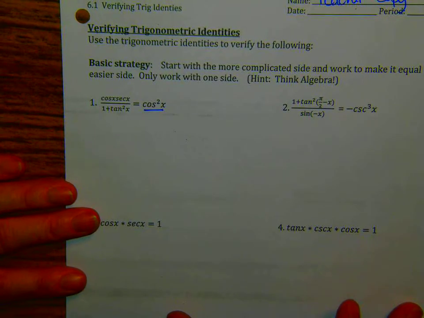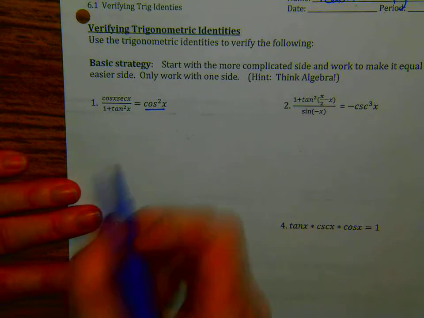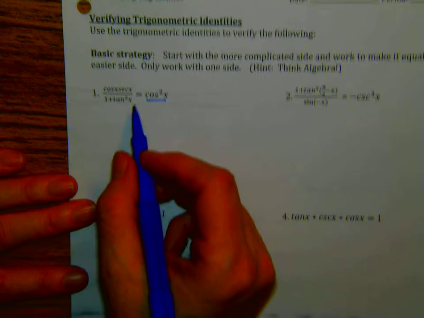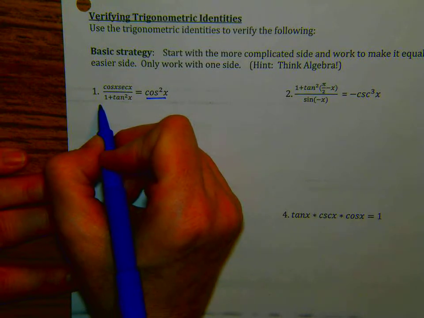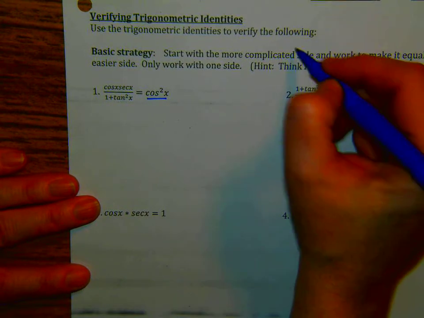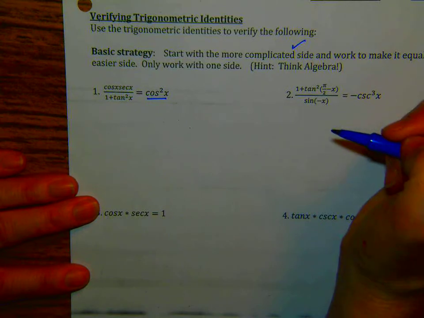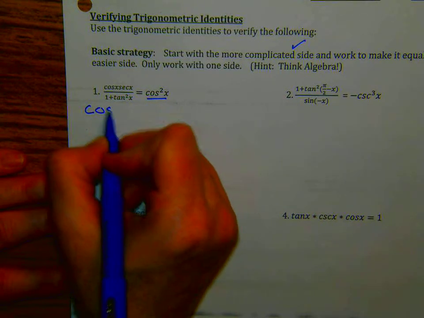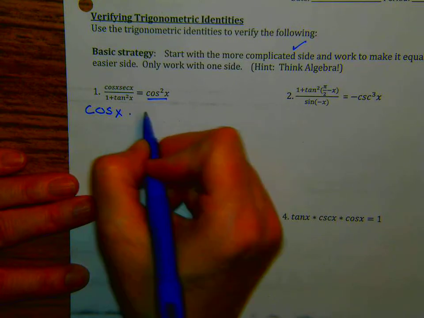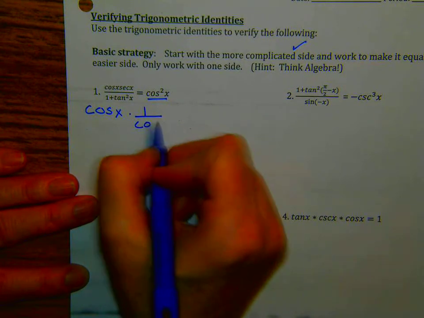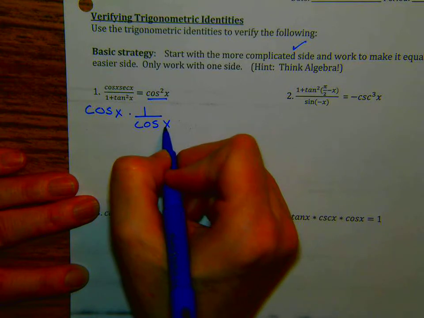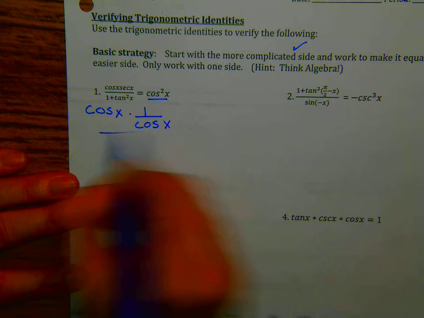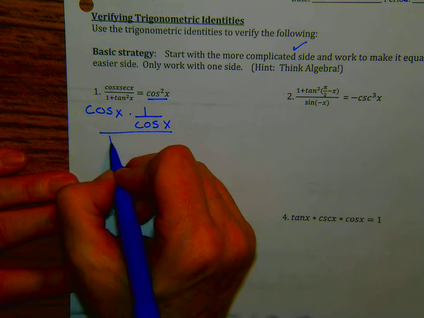What can we do? Well, first of all, we can write things in terms of cosine and sine. So we start with the more complicated side. So let's do the left. We're going to take the numerator and write cosine of x, and take the secant and write it in terms of cosine, 1 times the cosine of x. Now, let's start with the numerator. We've got 1.